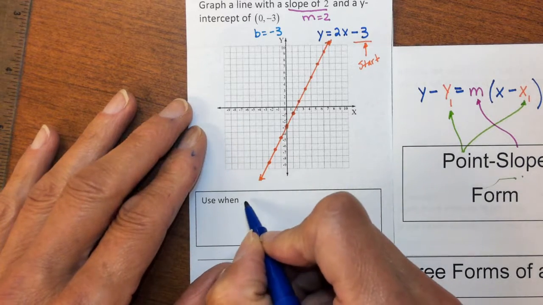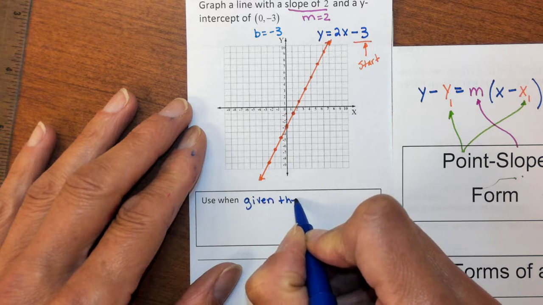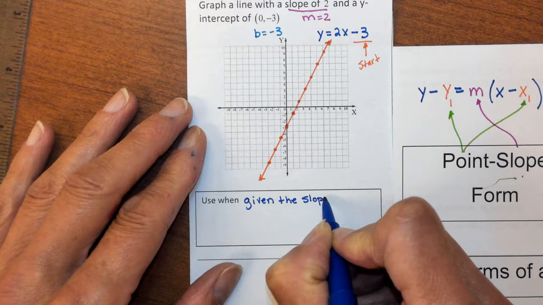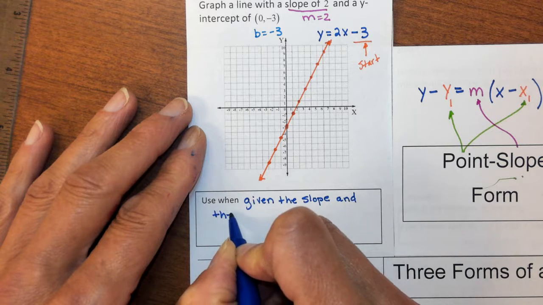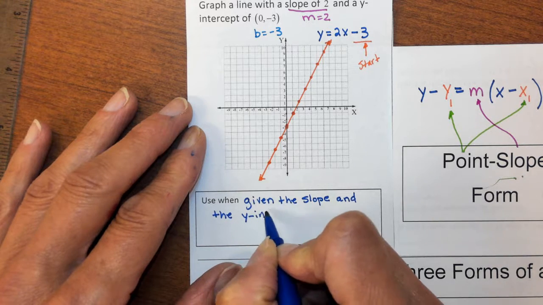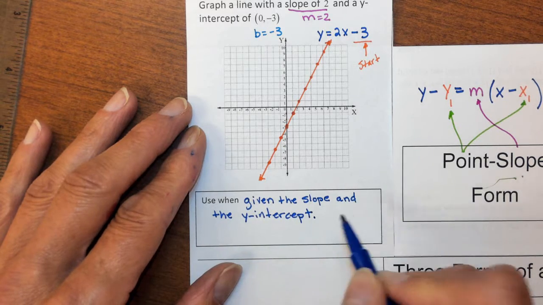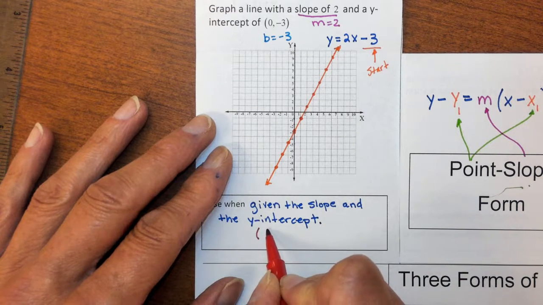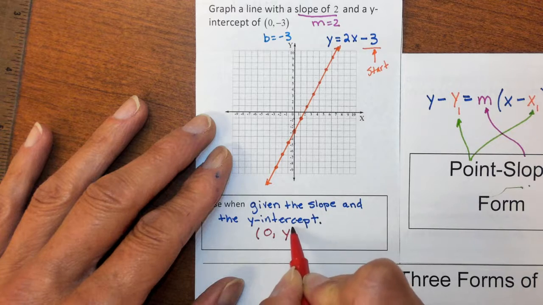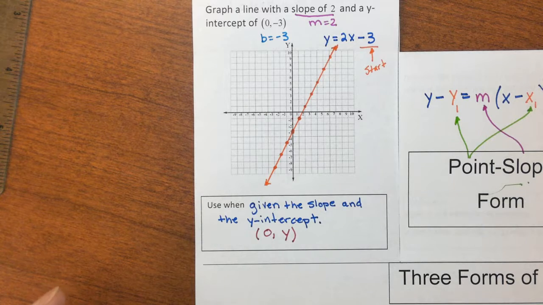I would use it when given the slope and the y-intercept. And I want you to remember that y-intercept is that point where x is 0 and y is some number. X has to be 0 for it to be the y-intercept. Okay, let's go on to point-slope form.